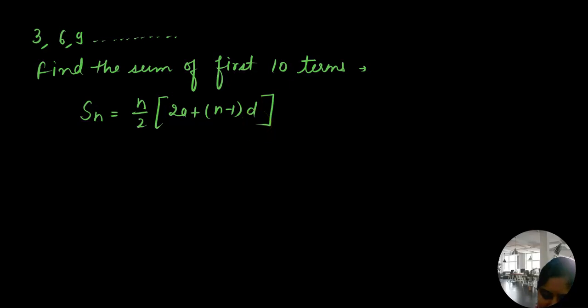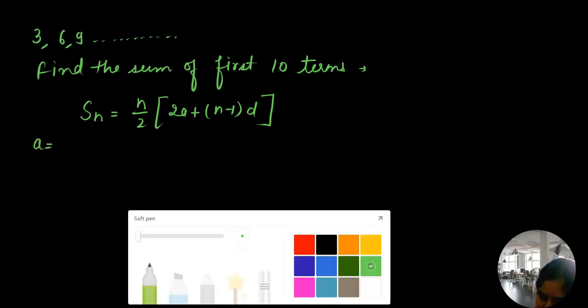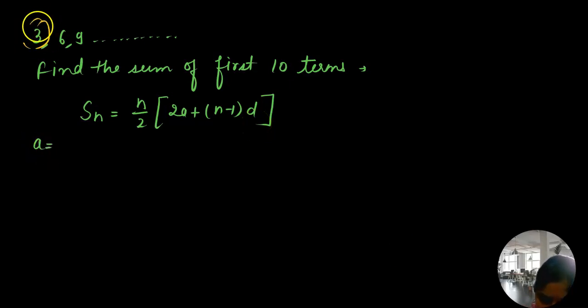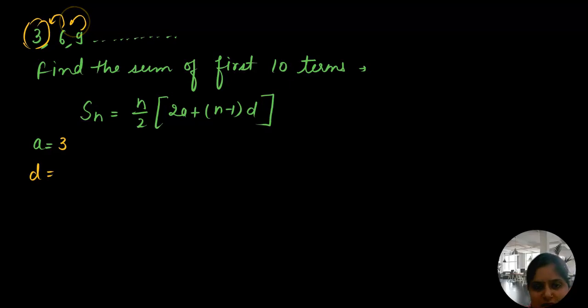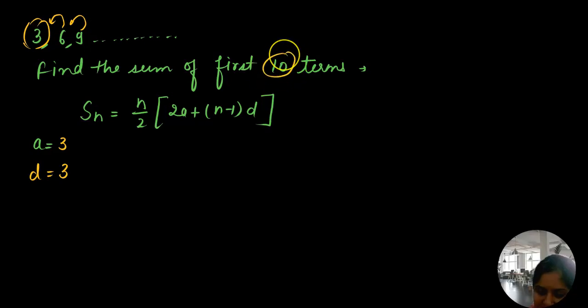Let's see what A is. A in this question is 3. What is the difference? 6 minus 3 is 3. 9 minus 6 is 3. So the difference would be 3. Okay. And we will use this formula. So we only need this. And we have to find the first 10 terms. So n is equal to 10.